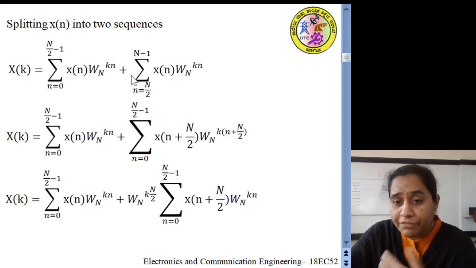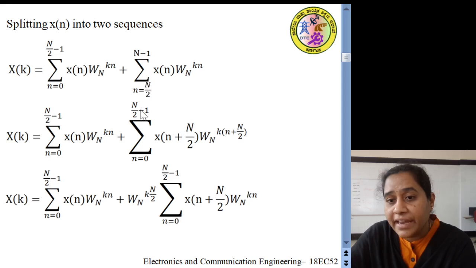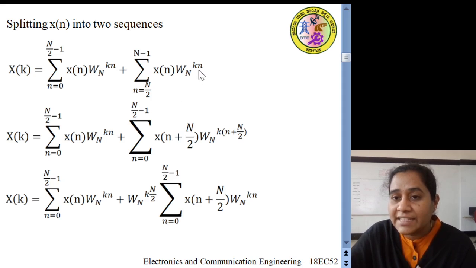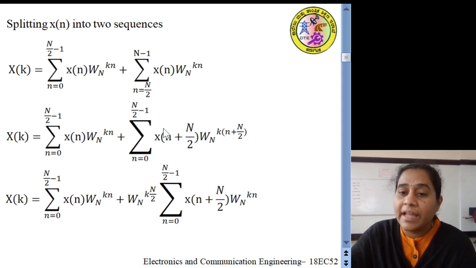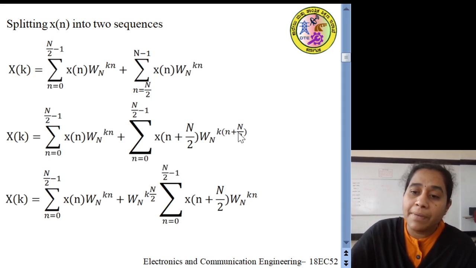Here we are adjusting the index just by changing the value of n. See, you can observe here it is N by 2 to N minus 1, but we have rearranged, so n is varying from 0 to N by 2 minus 1. x of n is replaced with x of n plus N by 2. What we are doing exactly is replacing n by n plus N by 2. So x of n plus N by 2 into W_N raised to the power k into n plus N by 2.